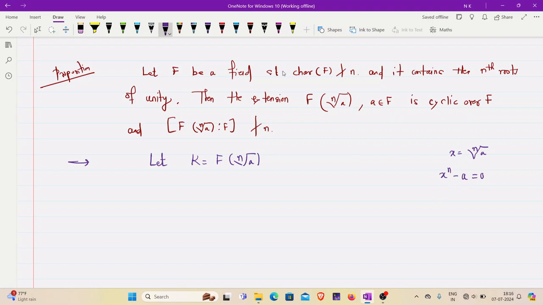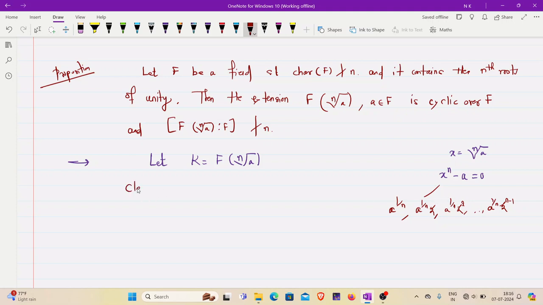To be more specific, the roots of this polynomial are a^(1/n), a^(1/n) times xi, a^(1/n) times xi squared, and so on up to a^(1/n) times xi^(n-1), where xi is a primitive nth root of unity, and xi squared, and so on up to xi^(n-1) and 1, are all the nth roots of unity. All these roots are distinct, so this polynomial is separable. K, which is F(nth root of a), contains all these roots, so K becomes the splitting field of this polynomial, and the splitting field of a separable polynomial is a Galois extension. So K becomes a Galois extension of F.